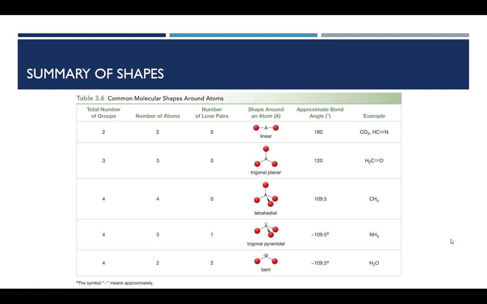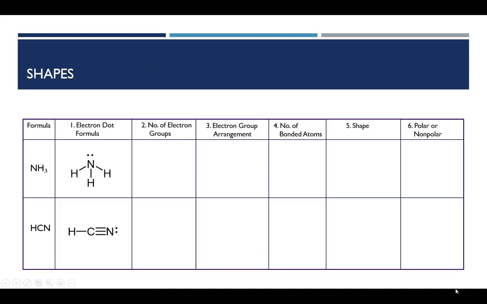So let's go ahead and take a look at the molecules that we just built and figure out the necessary information for them. So let's practice assigning shapes, and I want to do this using the examples that we just looked at, ammonia and hydrogen cyanide, and I want to do this in exactly the same format as what you're going to be asked to do in Part F of the lab report.